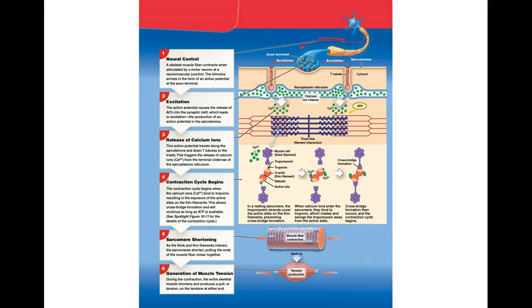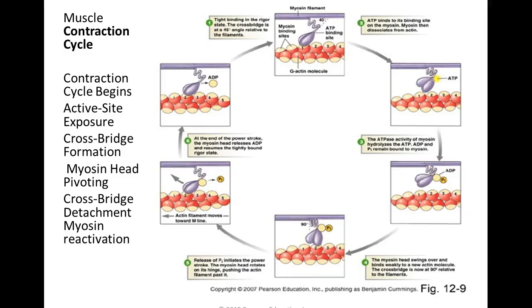This is another way to look at it step by step. So you pick your poison, whichever way of looking at it explains it best to you. Look at it and repeat it in your head. This is the actual what's happening between the thick and thin filaments. So you have the thick filament coming down and attaching to the binding sites. That's number one.